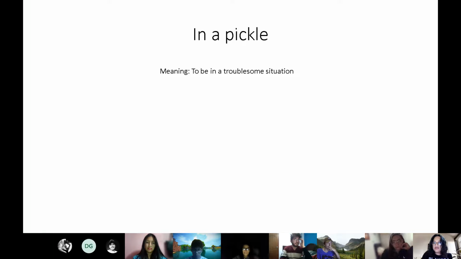In a pickle. Can somebody tell me what is in a pickle? Does somebody have any idea about in a pickle? Okay, very good. This is a vegetable, right? But the idiom in a pickle, what do you think it is trying to express? To be in problems? Yes, that's right. Very good. The meaning is to be in a troublesome situation, right?